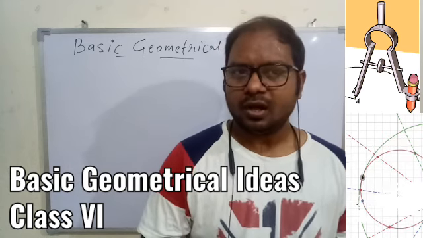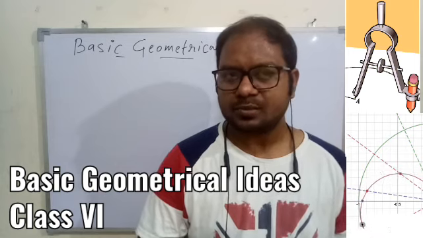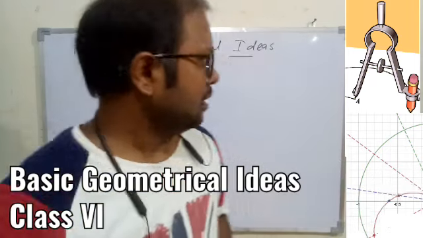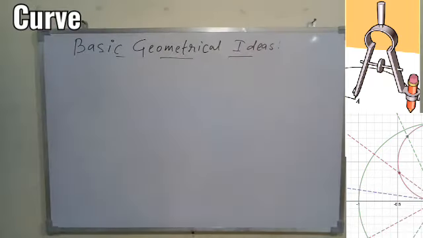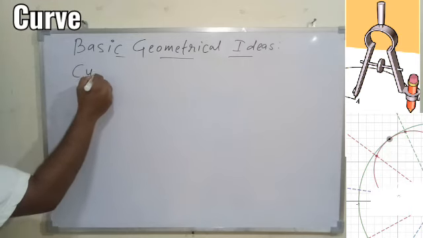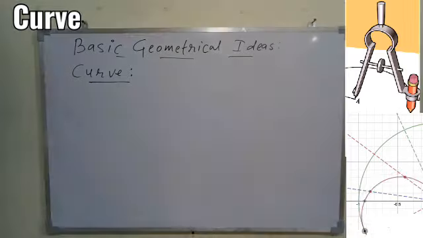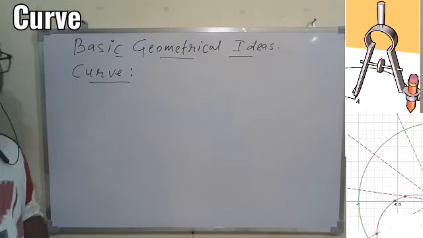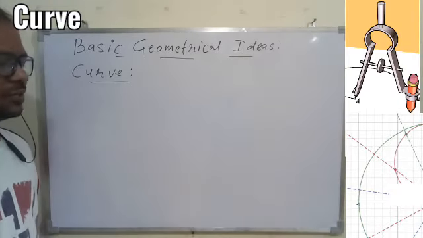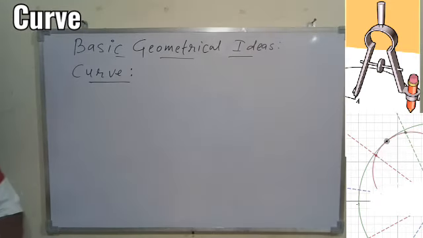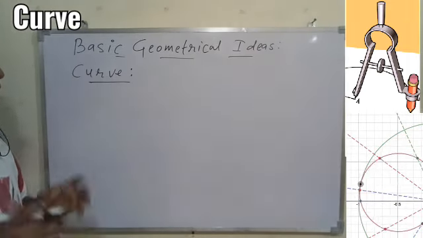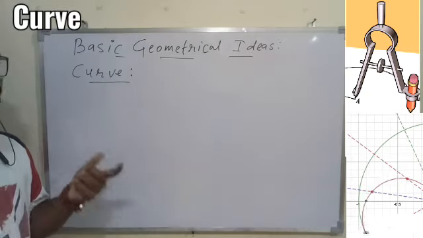Okay. So today we are moving to the next concept of the chapter, and the topic we have today is curve. We understood the meaning of line segment, straight line and so on, and now we are going to the next part that is called curve. To understand this concept, let's take a simple example.